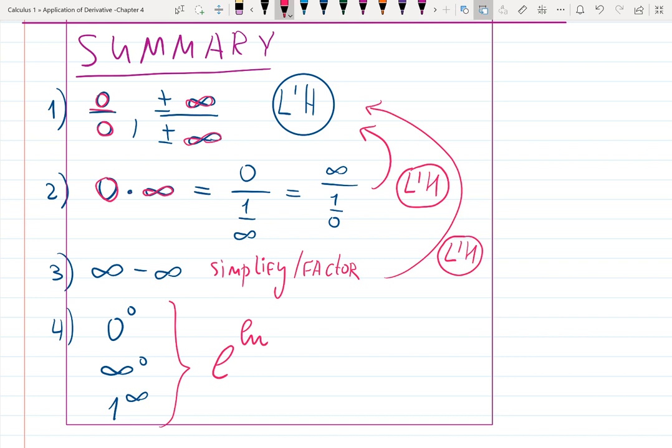Great job for going through such an interesting topic as L'Hopital's rule and indeterminate forms. You did an amazing job.